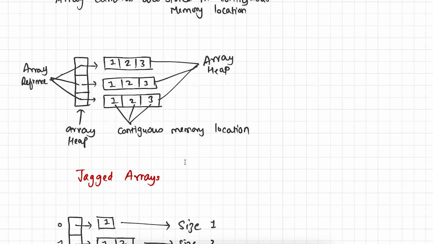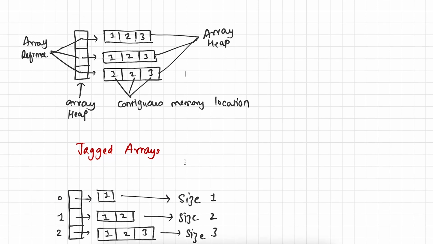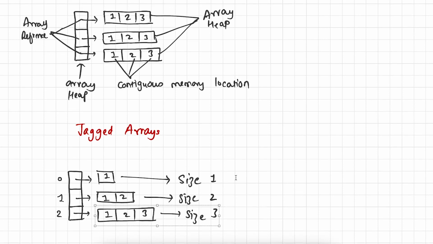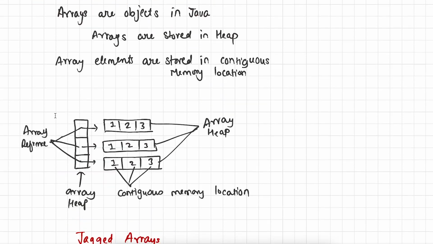Now here comes the really interesting part. That is, it is not compulsory to always store arrays of the same size. This means we can store arrays with multiple sizes. As you can see here, I have stored one array of size 1 and second array of size 2 and third array of size 3. Yes, this is allowed in Java, and we call this type of array jagged arrays. Yes, the name is also interesting. So by now you understood how memory allocation works in arrays.